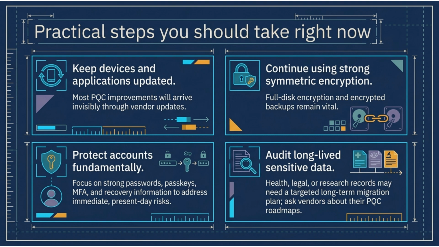What should you actually do right now? Four practical steps are enough. First, keep your devices and applications updated. Most upgrades will happen quietly through vendor software updates. Second, continue using strong symmetric encryption for full disk encryption and backups. Third, protect your accounts fundamentally with strong passwords, passkeys, and multi-factor authentication, or MFA. Remember, immediate security risks come from phishing, malware, and stolen passwords, not future quantum computers.